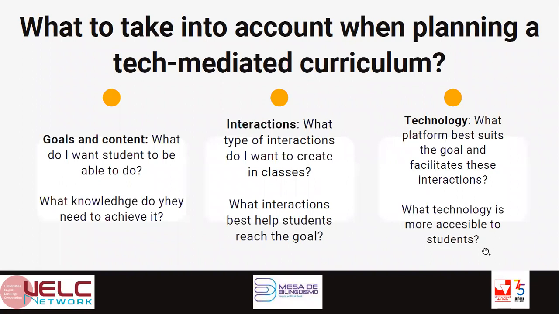So one of the main problems is that we usually go the other way around. We first consider the technology and then we go backwards to the other steps. But no, we should always go in this direction. Have clear goals, consider the type of interactions, and then you choose the technology that best facilitates those two. And of course, you need to consider how accessible that technology is. If you want to use Nearpod, or you want to use Moodle, but your students cannot access it, then there's no point in having it.